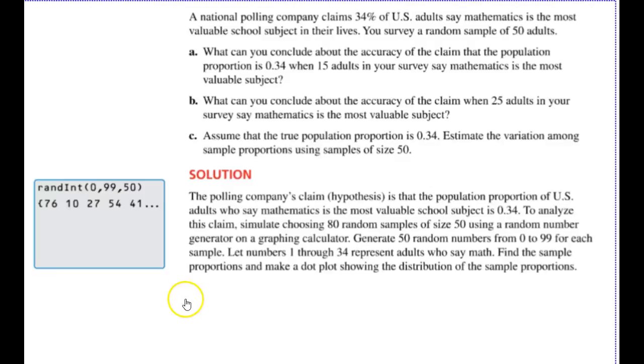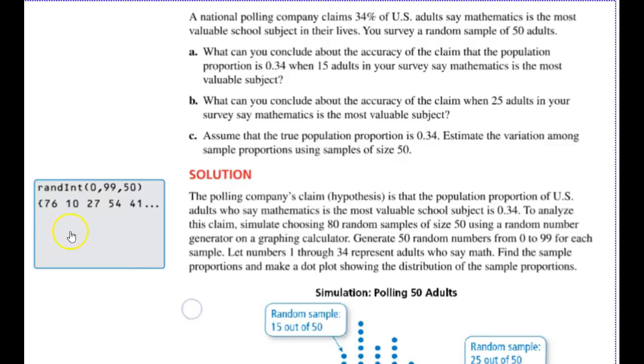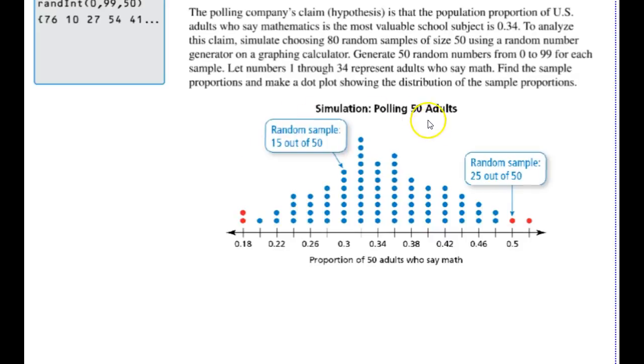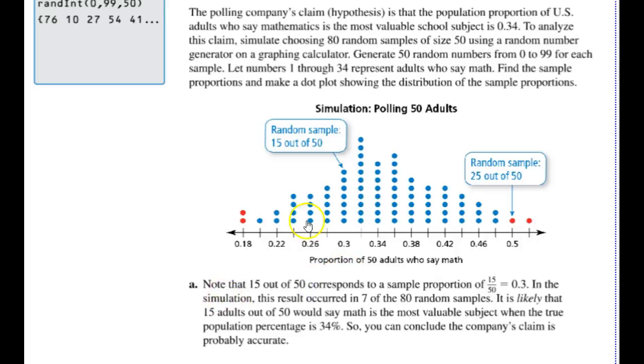So I plug that into my calculator to find my random numbers, and then I make my dot plot. Here's my simulation of polling 50 adults and seeing my random samples. And this is the proportion of 50 adults who say math, right? We're dealing with all proportions here. Then I can look at my dot plot and answer my final questions.